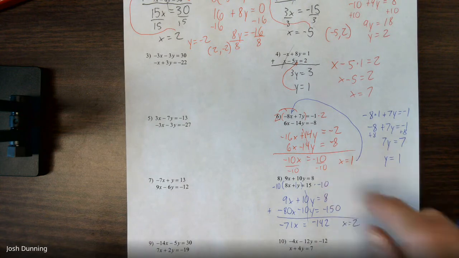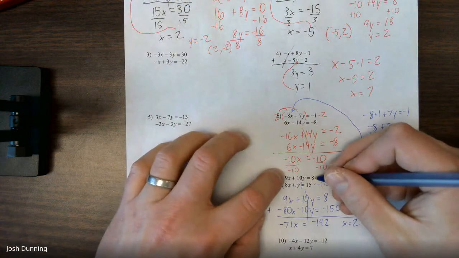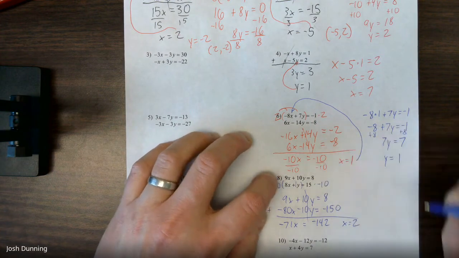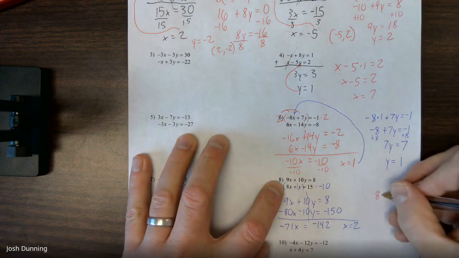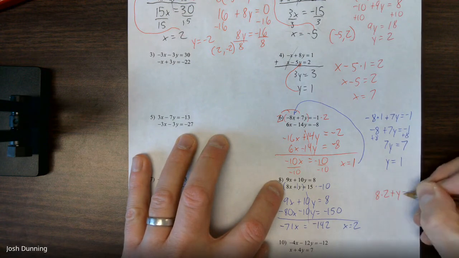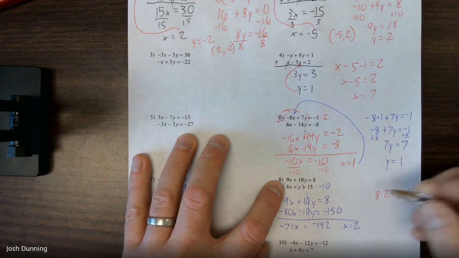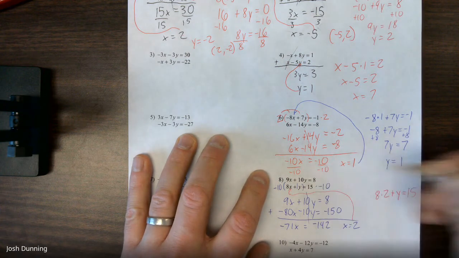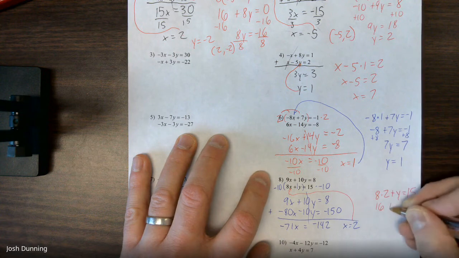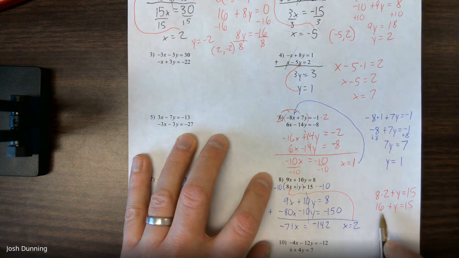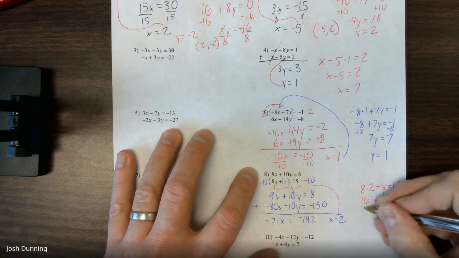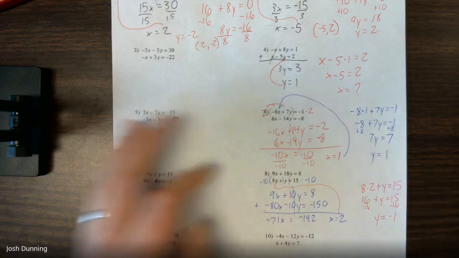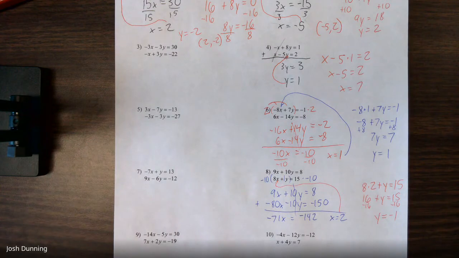So now you go back. The bottom equation here has lower numbers. So that's what I'm going to use. Smaller numbers make it a little bit easier. We just said x is 2. So we substitute that in. 8 times 2 is 16. Minus 16 from both sides. Negative 1. Now I'll do one more here.